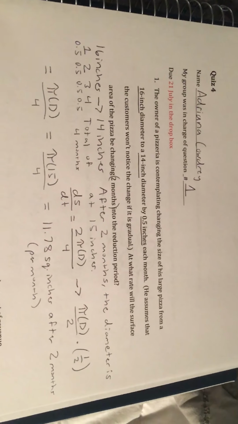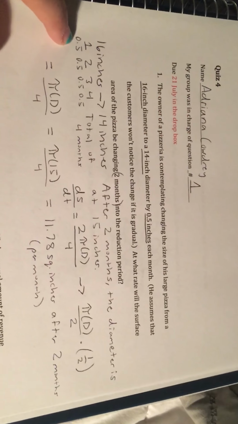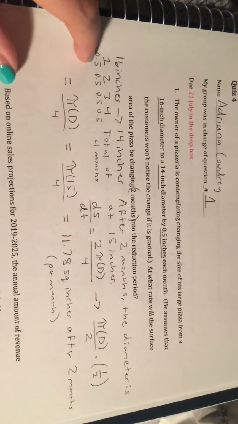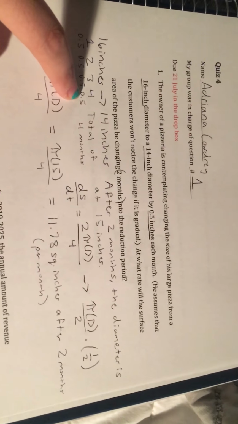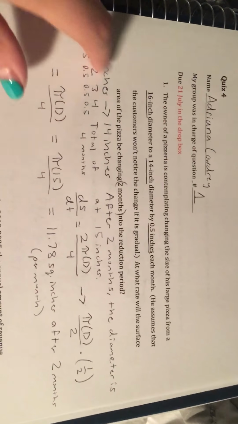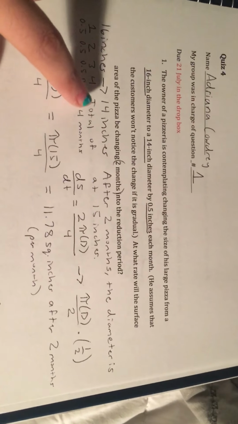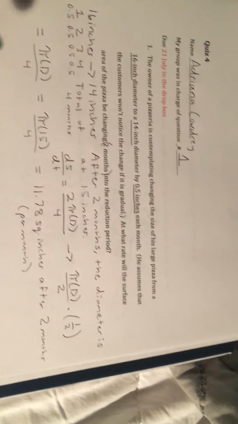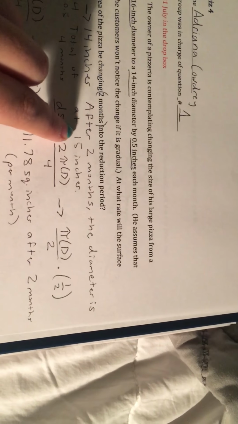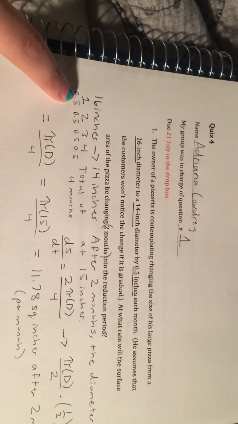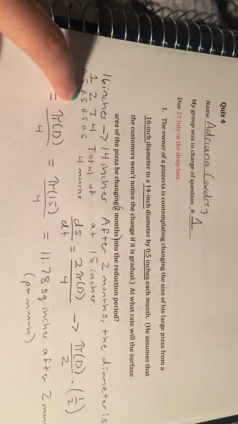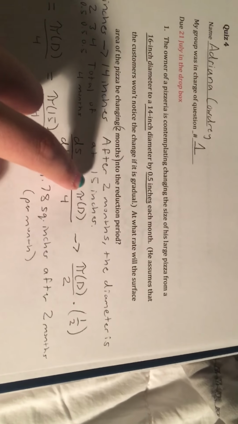We know that we're doing 0.5 inches each month, at least that's what the change will be gradually. So we can do 0.5, 0.5, 0.5, 0.5, and that's how we know we'll get from 16 to 14 inches. From that total, we have a total of 4 months to get from 16 inches to 14 inches. Now, we can tell that after 2 months, the diameter is at 15 inches, just by adding 0.5 plus 0.5 to get 1, and 16 minus 1 is 15 inches.